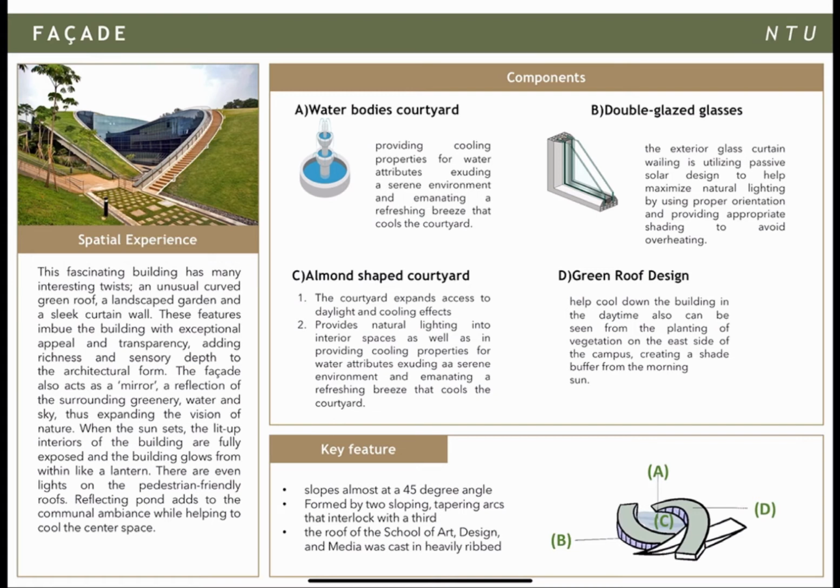The third one will be the almond-shaped courtyard. The courtyard expands access to daylighting and cooling effect. It provides natural lighting into the interior space as well. Next will be the green roof design. It helps cool down the building in the daytime and also can be seen from the planting of vegetation on the east side of the campus, creating a shade buffer from the morning sun. It is sloped almost at a 45-degree angle and formed by two sloping, tapering roofs interlocking with a third.